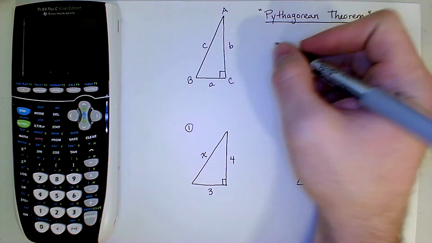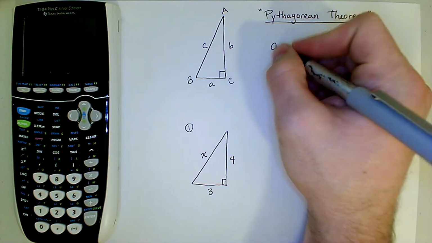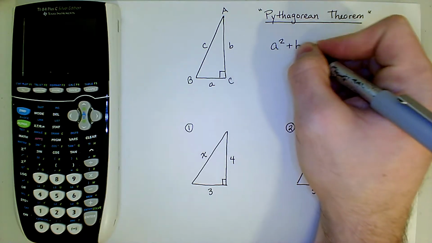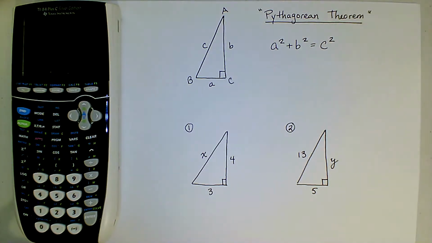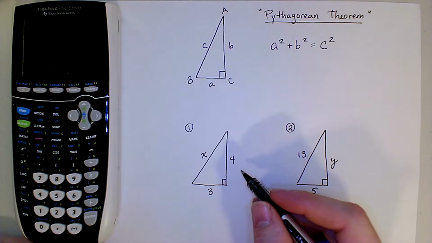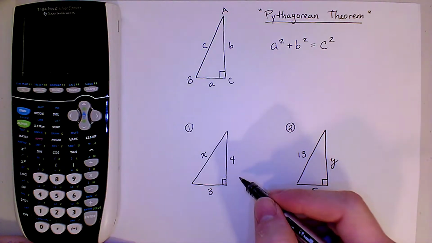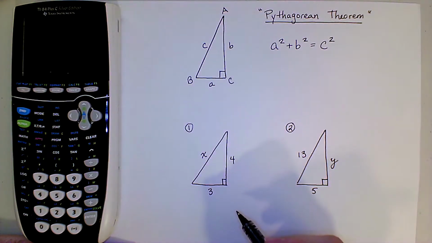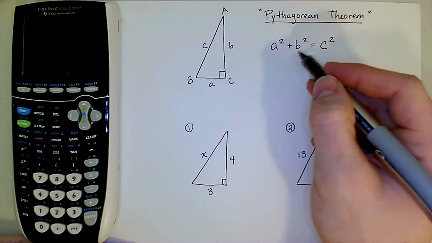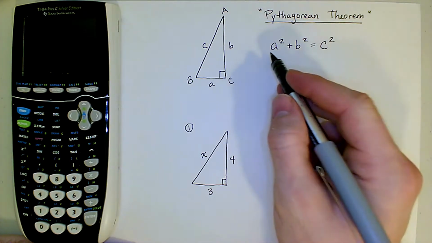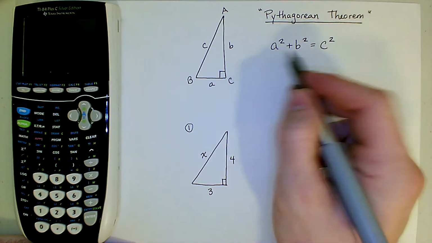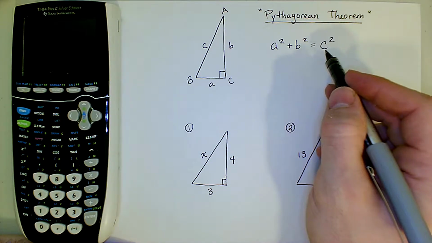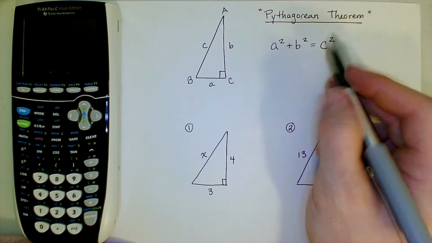The formula for the Pythagorean Theorem is a squared plus b squared equals c squared. I'm sure most of you can remember that. Let's start with the first one. The first step in using the Pythagorean Theorem is making sure that your numbers are going into the right place. You have an A, a B, and a C, which represents the three sides of the triangle, but the A and the B represent the two legs of the triangle, and the C represents the hypotenuse of the triangle.